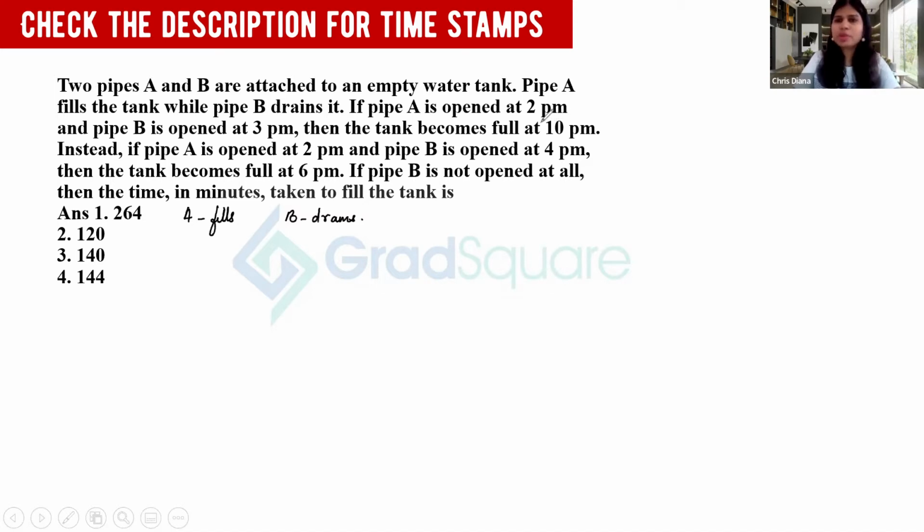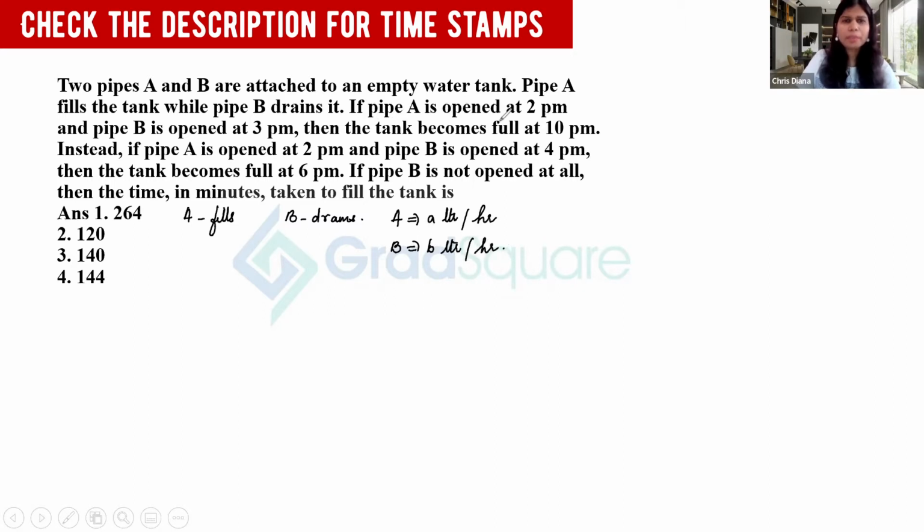Now, usually time and work problem, we can easily solve it using LCM method. But here, I do not have precisely how much time each pipe is taking to fill. So taking the LCM method would become a tedious process in this case. So I'm going to avoid that. Instead, what I'm going to do is, I will let A fill at the rate of A liters per hour. Okay, and let pipe B drain B liters per hour.